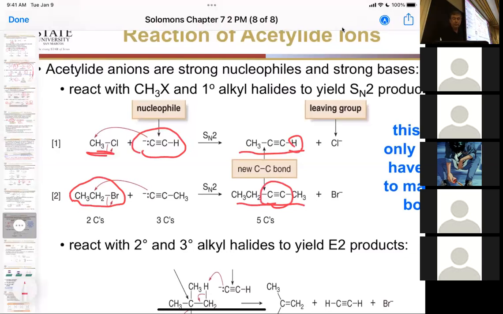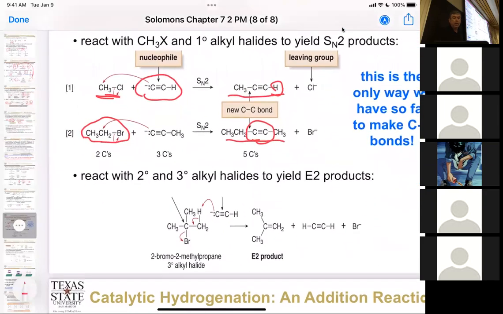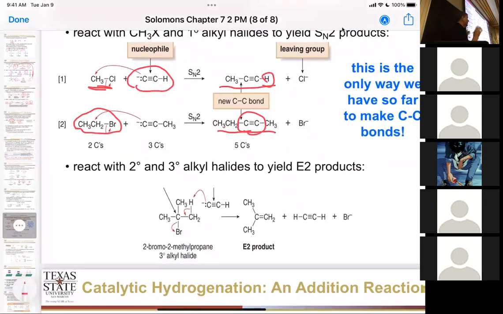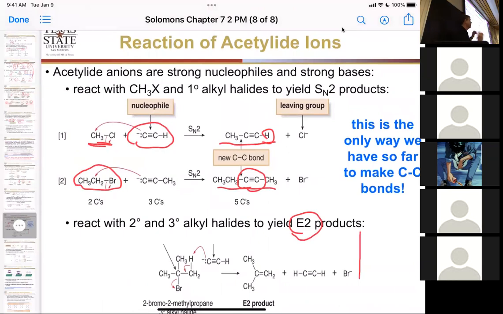Which you can find useful, okay? Now with secondaries and tertiaries, it acts as a base. It's too big to come in and act as a nucleophile. Think about how strong a base it is, because we had to use sodium amide to deprotonate it. So it acts as a base, and we'll see elimination products. We'll actually see E2 elimination products in secondaries and tertiaries. But with primary alkyl halides, you get carbon-carbon chain growth right there. Okay, questions on that?